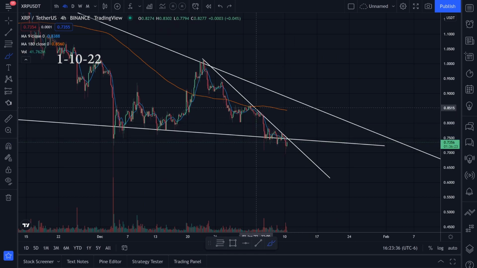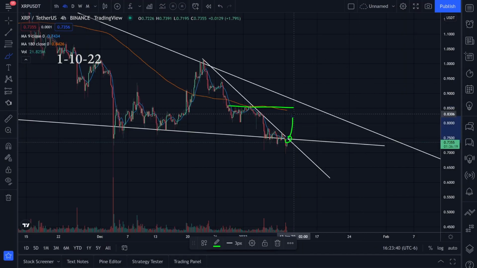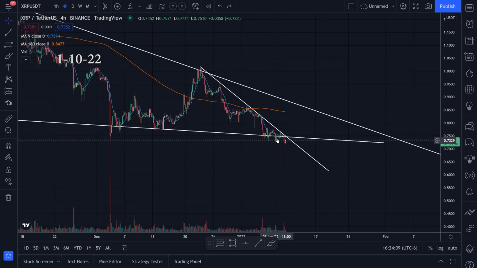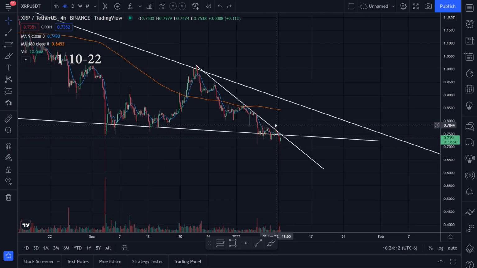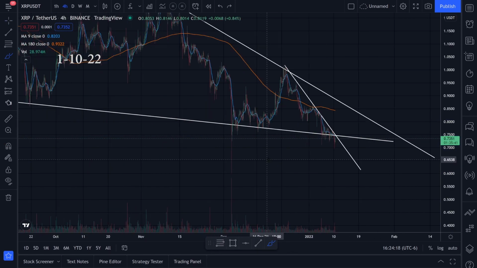If we can break up, I'll be looking somewhere up here. Maybe if we start trending up, I'd target the previous resistance somewhere over here, around 0.86, which lines up with this 180 moving average right here. It looks confusing right now. I think in general, we're at a spot where it's going to have to break up, or if it's going to break down, we'll have to wait and see.